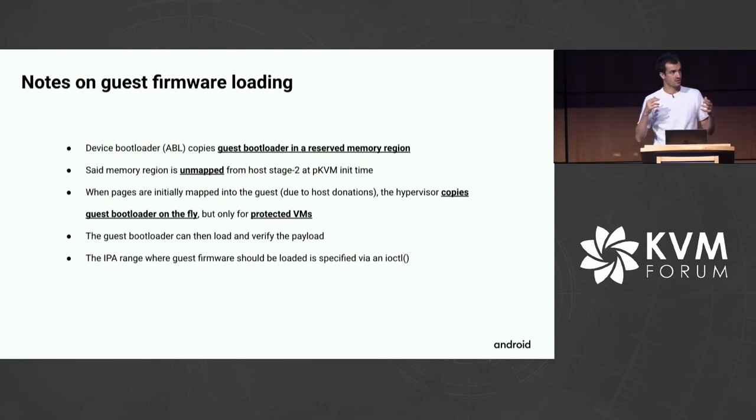The VMM can then specify when it creates a guest that it wants the bootloader to be loaded at a particular region of the guest IPA space. The first time the vCPU is run, we will force the program counter of the guest to be in that region, to fault pages in that range. As the hypervisor sees those pages being donated by the host, it will copy the guest bootloader into the guest, which can then proceed to load the guest payload and attest that whatever is being loaded into the protected guest is what is expected.